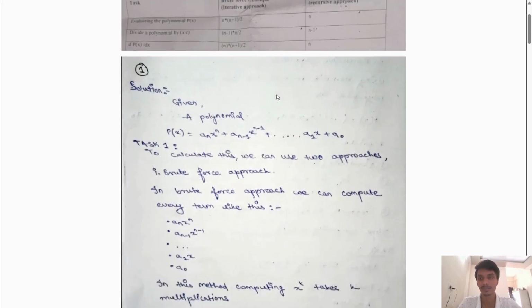Solve numerical analysis and design question paper from first internal. In first question we have to write an algorithm to accomplish the task for polynomial p(x) given in the following table. Here a polynomial p(x) is given in which we have to perform the following tasks: evaluating the polynomial, dividing a polynomial by x minus r, and finding differentiation of the polynomial, d of p(x) by dx, by both brute force techniques and recurrence relations.